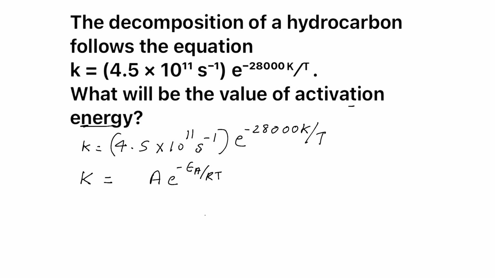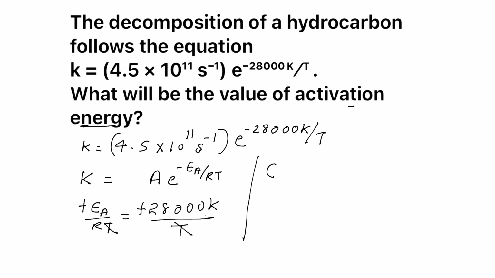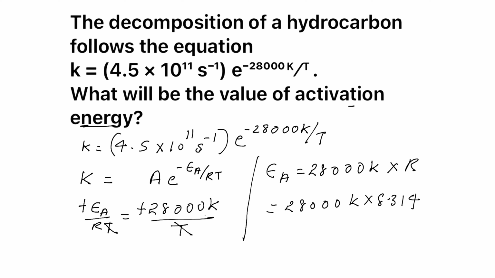So you can compare the powers of the exponential function. So minus Ea by RT is equal to minus 28000 Kelvin by temperature. Temperature you can cut. Minus you can cut. So what is that? Ea is equal to 28000 Kelvin into R, right? Correct. Now what is R? 8.314. That is the value, right?